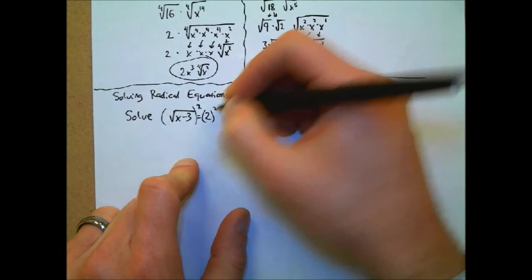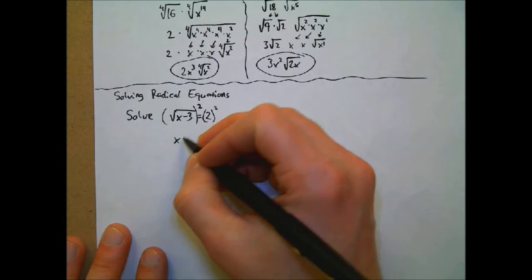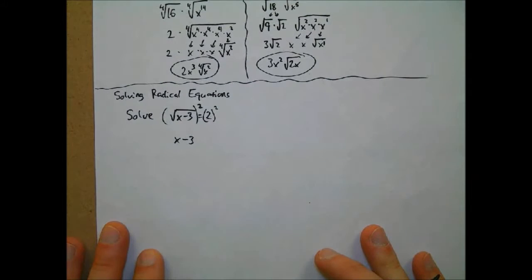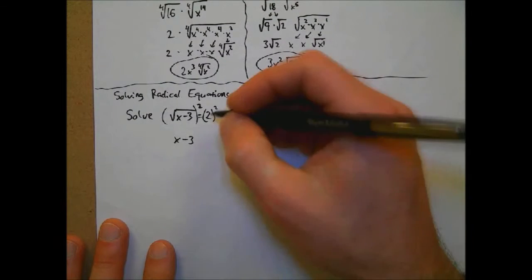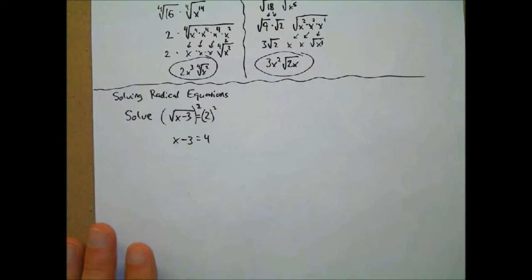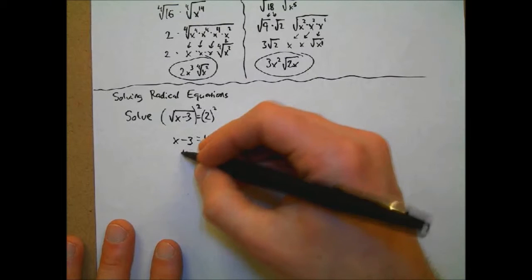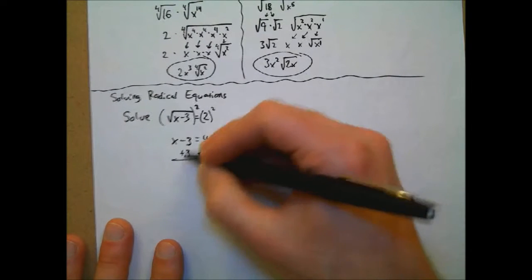Okay. When I square a square root, I'm left with just x minus 3 over here. It exactly cancels. Okay. And then what's 2 squared? 4. Okay. And now what do I do to solve? Add 3 to both sides. Very good, class. Okay. X is 7.